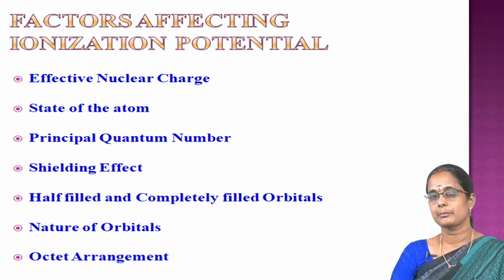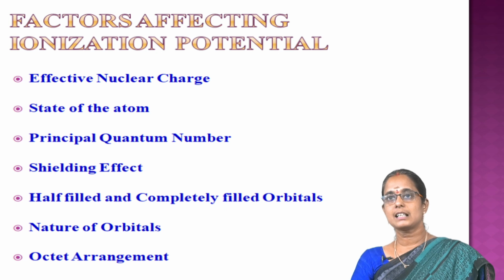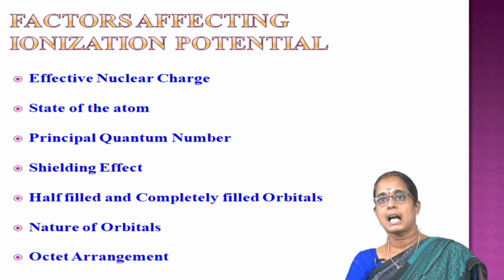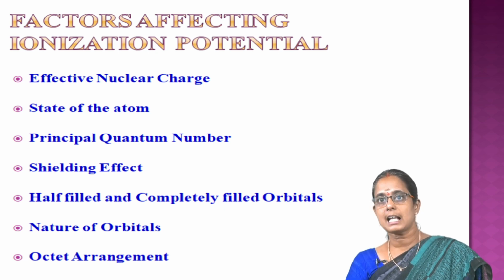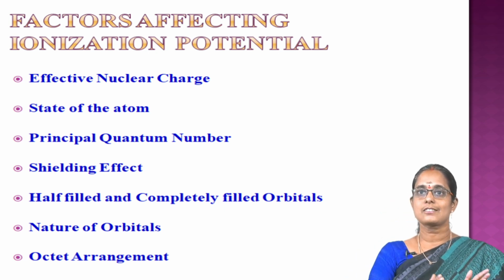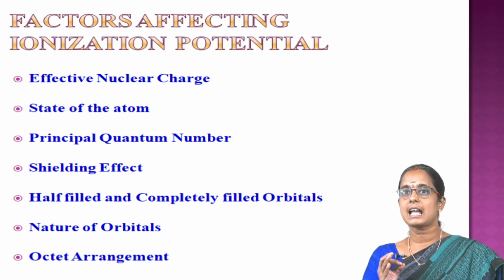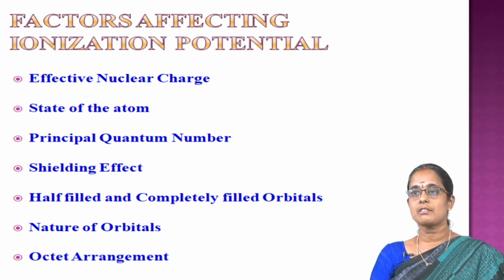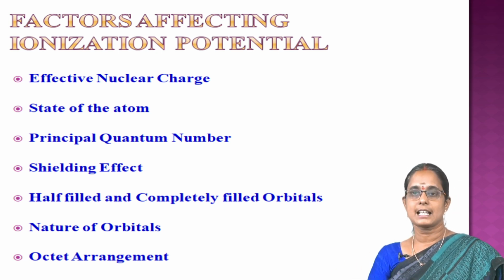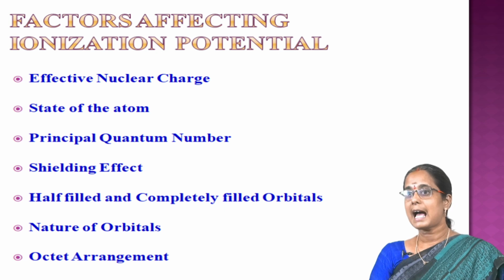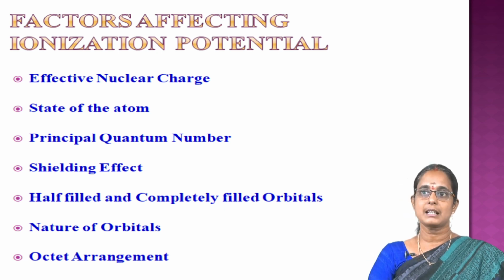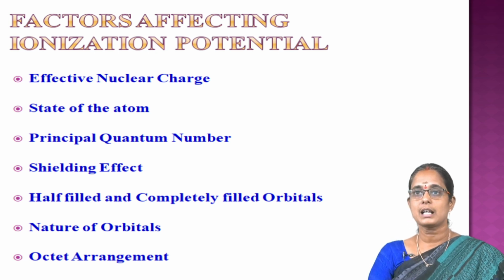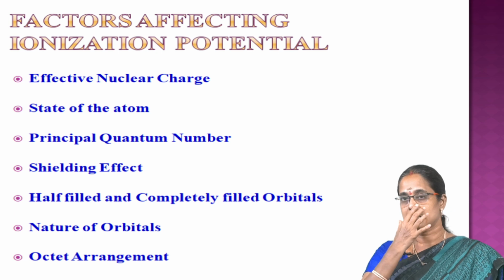Octet arrangement is one of the factors affecting the ionization potential. An atom with an octet arrangement, that means Ns2, Np6 arrangement, is highly stable. Hence, it is very difficult to remove an electron from this stable octet arrangement. Thus, atoms with a stable octet arrangement have maximum ionization potential. Examples are the inert gases in the periodic table.